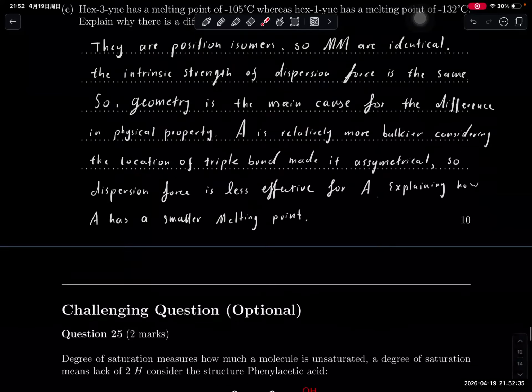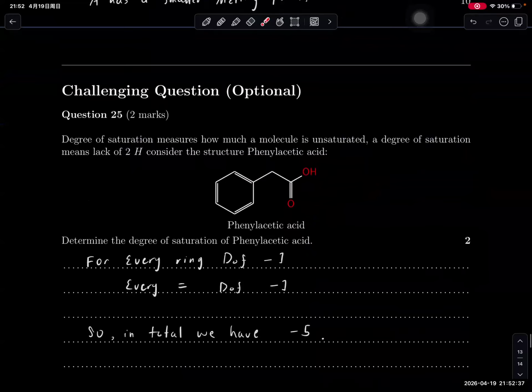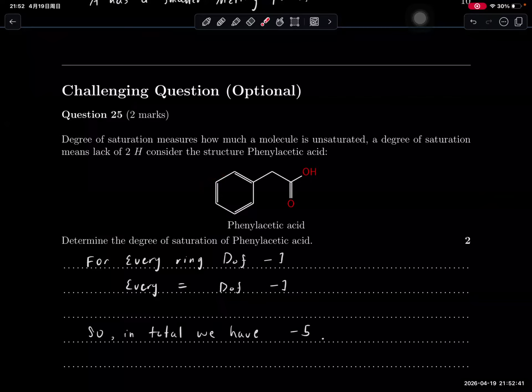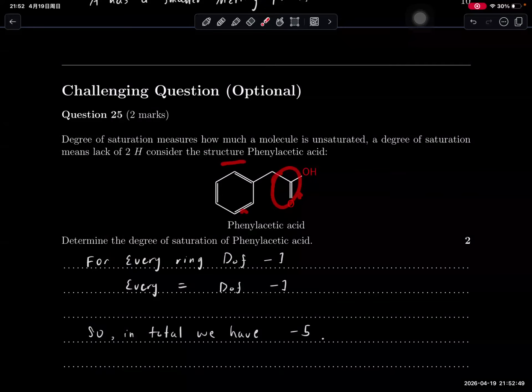Okay. The challenging question asks you about the degree of saturation. You need to know that every ring decreases the degree of saturation by 1, and every double bond decreases it by 1 again. So we have 1, 2, 3, 4 double bonds, and then we have a ring, so a total of 5 degrees of saturation reduced.